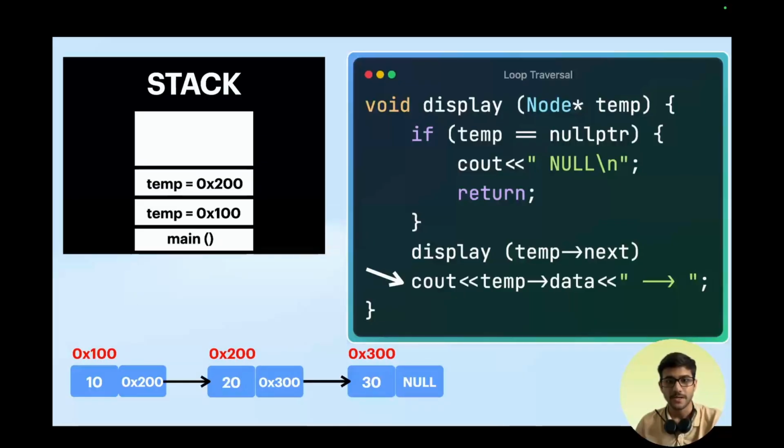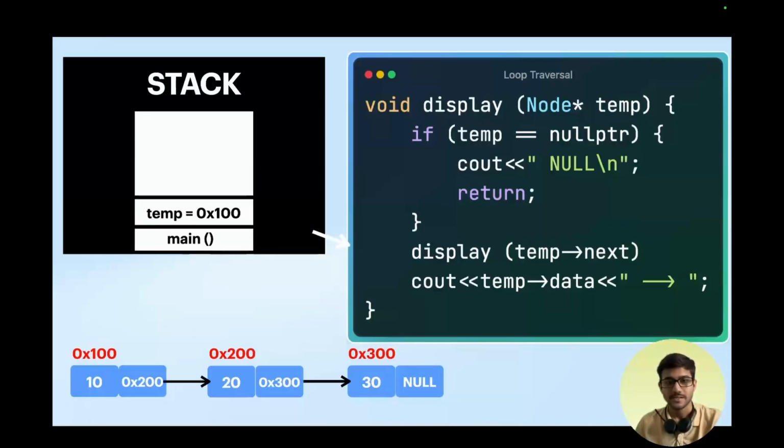Then we will print the temp of data. So temp at the moment is 200. So 200 of data is 20. So after 30, we will be printing 20. And then we go to the end of the function and we will pop the topmost element.